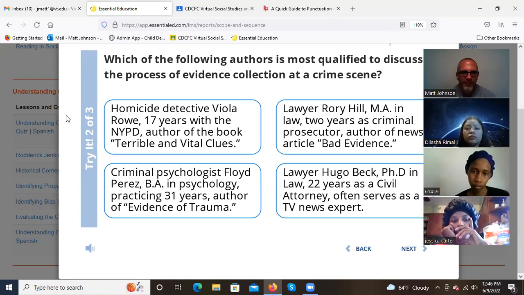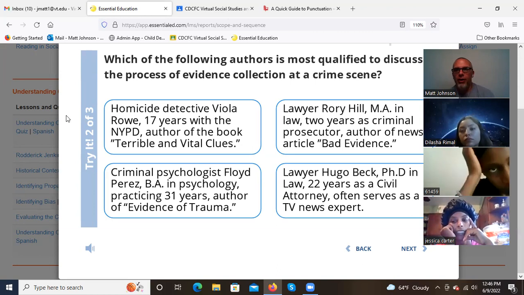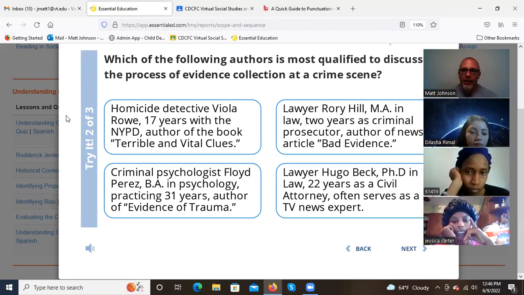So knowing that it's a crime scene, I'm guessing the homicide detective, Viola. Right on. Yeah. So that's somebody with years and years of experience of collecting evidence, right? Somebody that's worked in the field. The lawyer over here, as a criminal prosecutor, probably knows a lot about how to use evidence in a legal sense, but less experience.